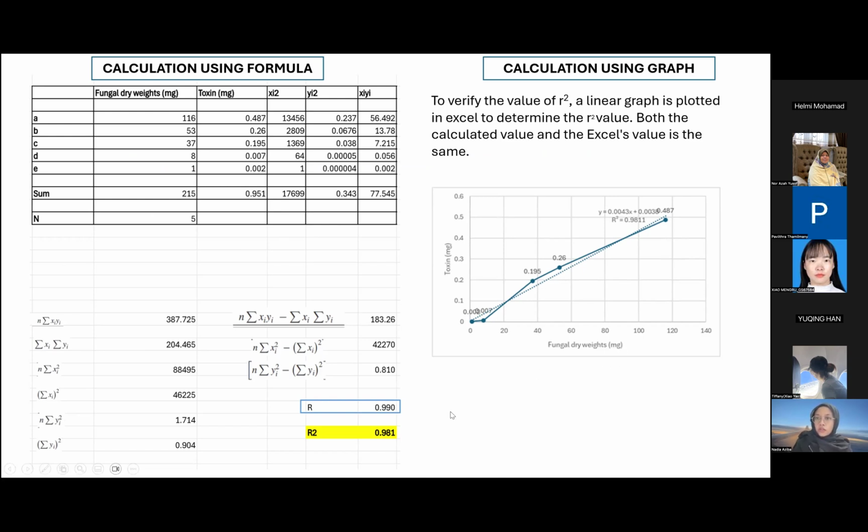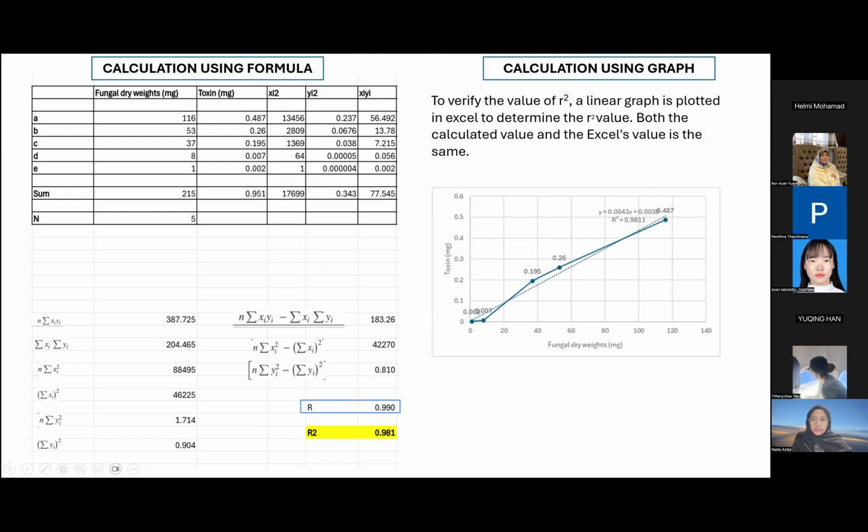We also calculated using the graph in Excel, and the R square from the equation here is 0.9811, and the square root of this value is 0.990, which also matches the calculation using the equation.